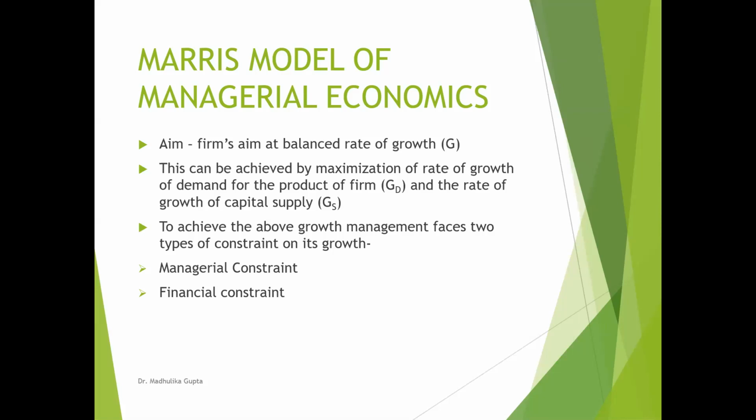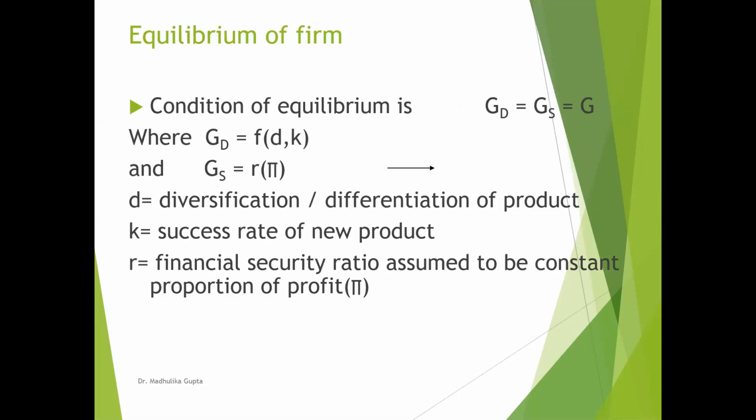But the firm needs to distribute a part to satisfy the shareholders. So these are the financial constraints that come in front of managers. Now I've given you a few terms like GD and GS. We have already described them in the last slide. What was G? Balanced rate of growth. What was GD? Rate of growth of demand for the product. GD, D for demand. And what was GS? Rate of growth of capital supply was GS. So GD is equal to GS is equal to G.